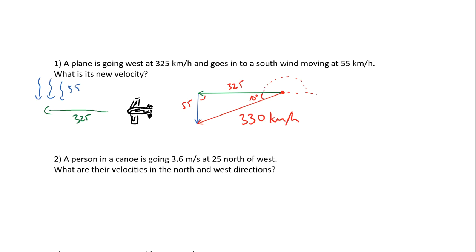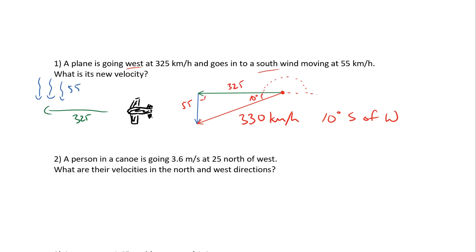Okay, so 10 degrees. Now, you could wrap that angle around and say it's 180, 190. But typically, if you start with compass directions, like the west and the south, you want to end with compass directions. So you could use the 10 degrees with compass directions, and that would be 10 degrees south of west. And that would be the new velocity of the plane.